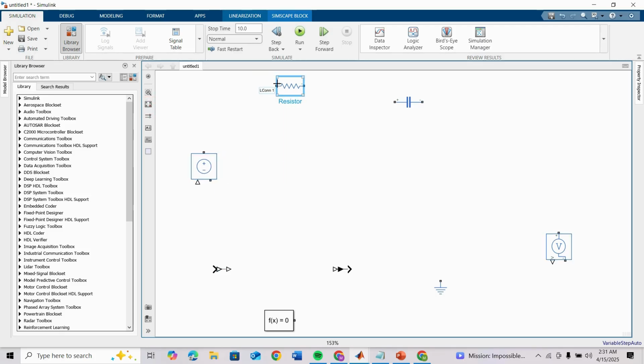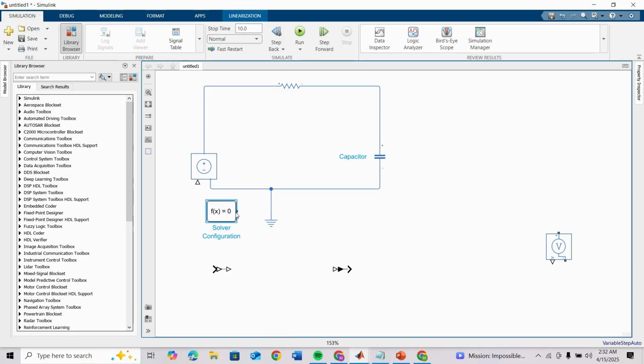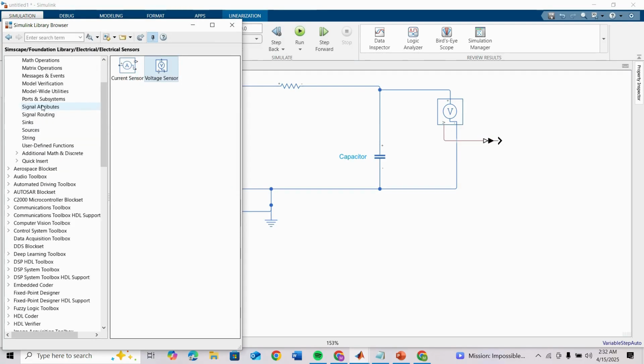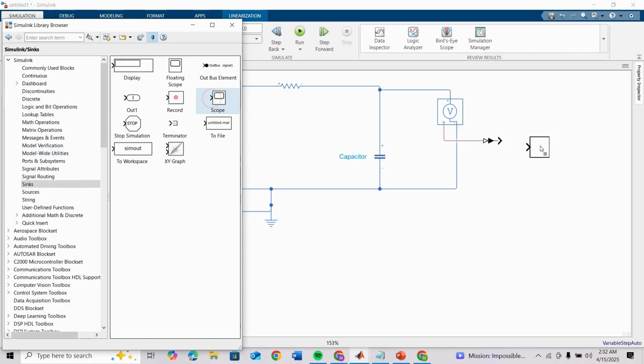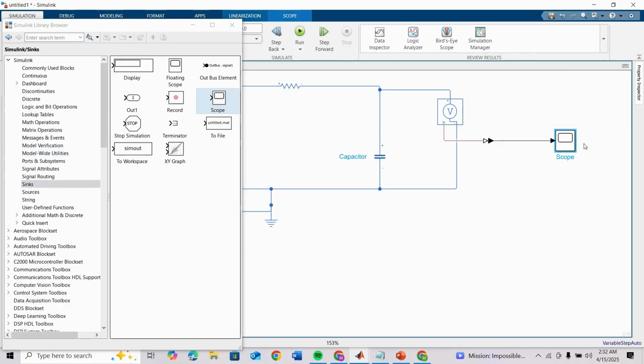And now let's connect this, and the capacitor is here. This is the electrical reference and solver configuration block. And we need to measure the output voltage here, and we need a scope. This is our output.